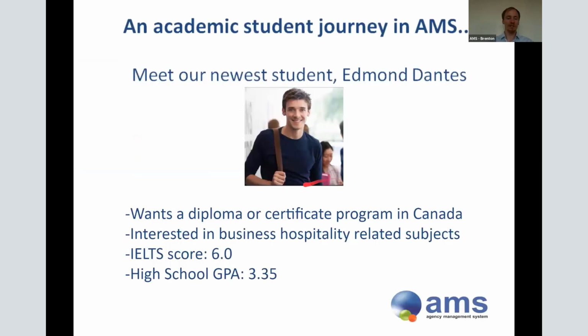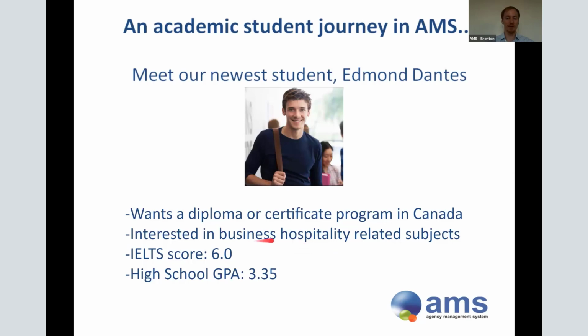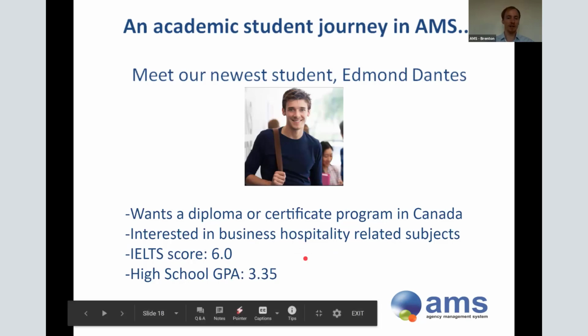And then to just show you how it works, we're going to do an example student. So this here is Edmond Dantes, and he wants a diploma or a certificate program in Canada. And he's interested in business and hospitality related subjects, I think. He has a 6.0, so his English is not bad, and he has a high school GPA of 3.35.